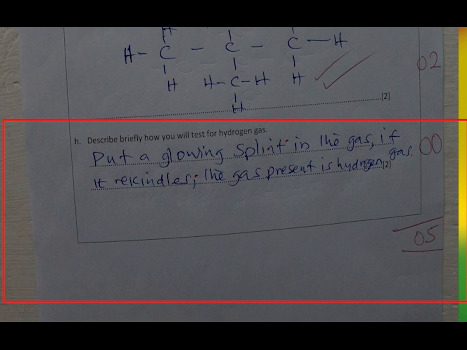She said, put a glowing splint in the gas. If it rekindles, the gas present is hydrogen gas. This is the test for oxygen gas instead of hydrogen. And this makes the answer wrong, and therefore the candidate is awarded 0 mark out of 2.